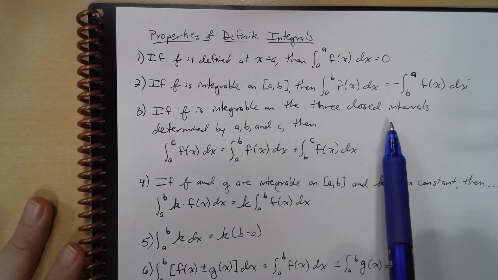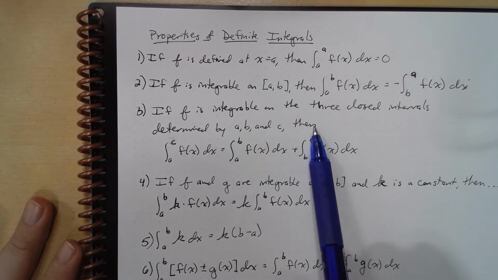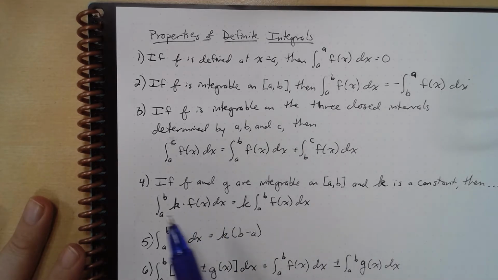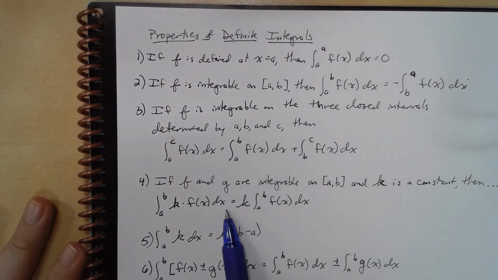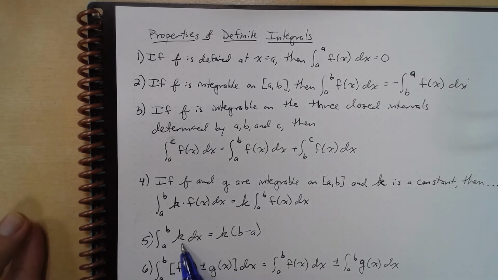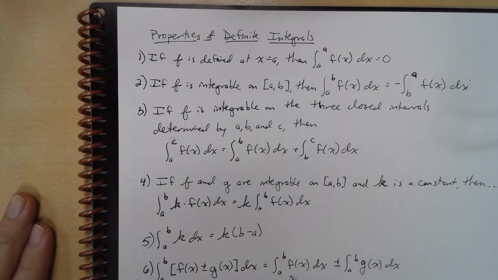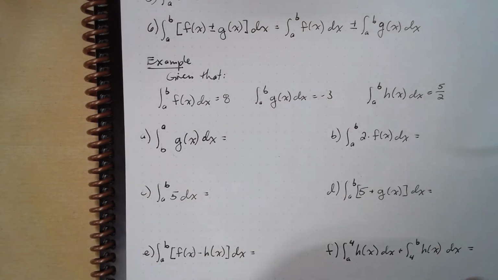If it's integrable on the 3 closed intervals defined by a, b, and c, then the integral from a to c is equal to the integral from a to b plus the integral from b to c. We already talked about that. If f and g are integrable and k is a constant, then the integral from a to b of k f of x is equal to k times the integral. You can pull that constant out. The integral of the constant from a to b, k is just a number here, is equal to k times b minus a. And the integral from a to b of f of x plus g of x dx can be broken up into plus or minus.